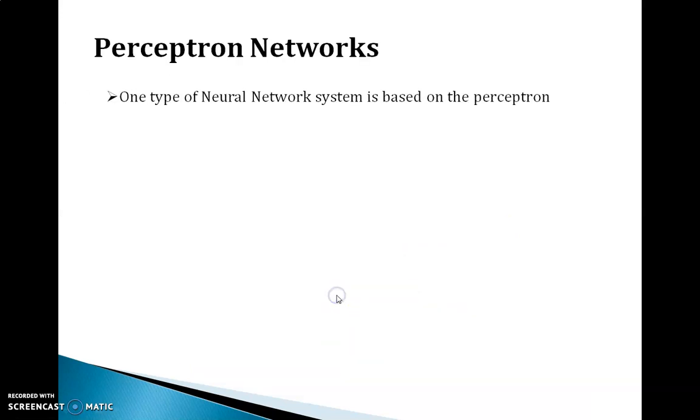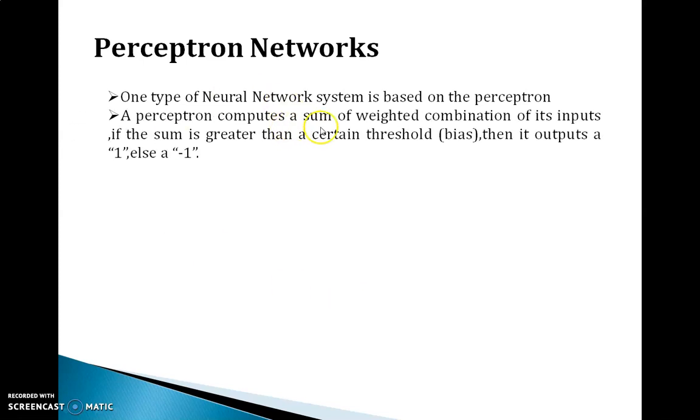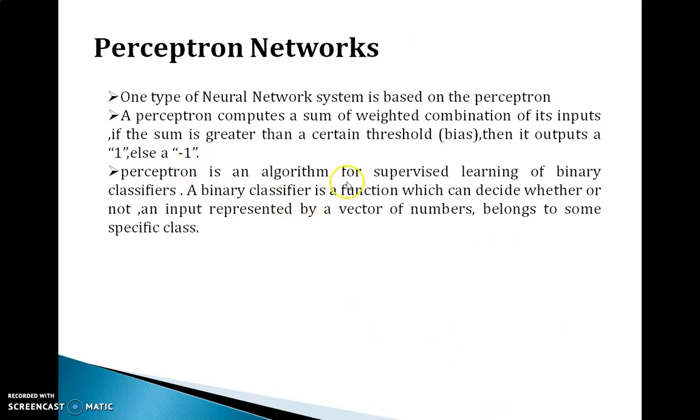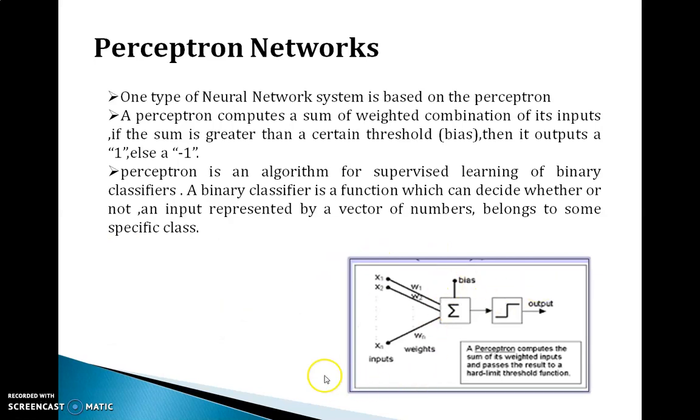In the training set, input and targets are specified. We start with the first neural network, the perceptron. One type of neural network system is based on the perceptron. A perceptron computes the sum of the weighted combinations of its input. If the sum is greater than the given threshold value, then it gives the output of 1, else it gives the output of minus 1. Perceptron is the algorithm for supervised learning of a binary classifier. A binary classifier is a function which can decide whether or not an input represented by a vector of numbers belongs to some specific class.